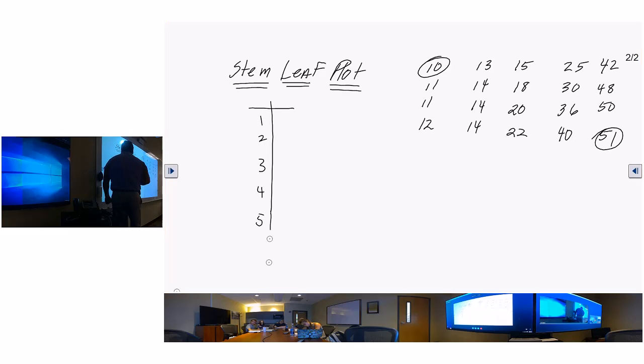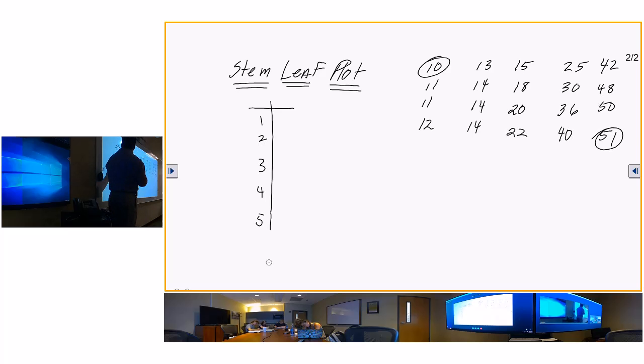All right. 1, 2, 3, 4, 5. All right. What does that represent? Well, this represents 10s, 20s, 30s, 40s, 50s. Why did I not go to 60? Because you ain't got none.